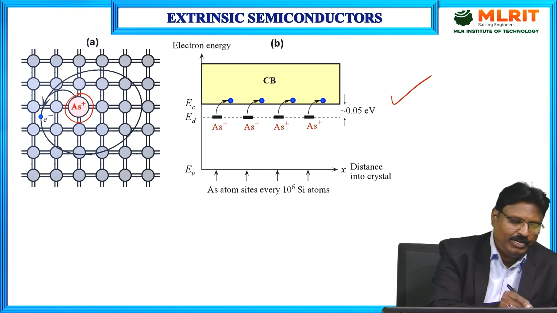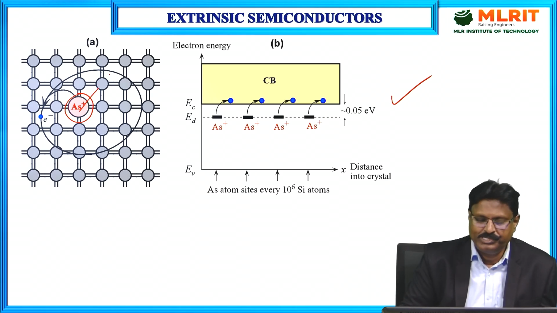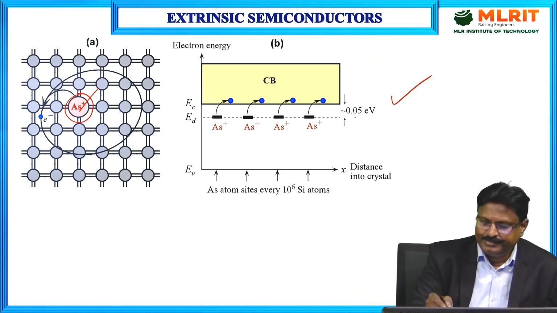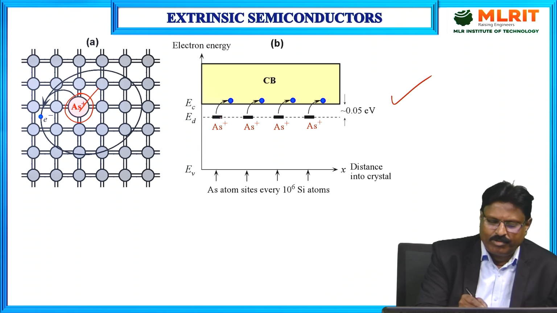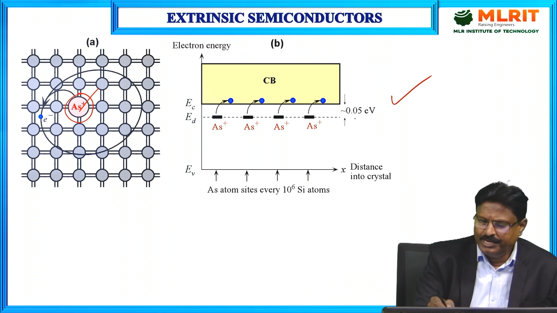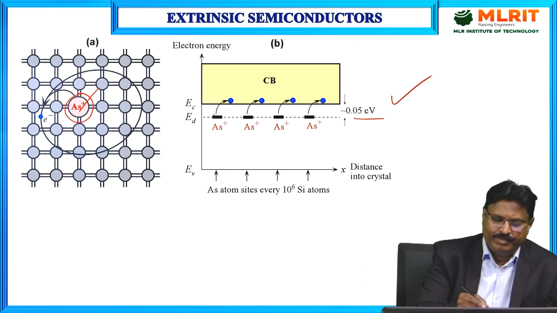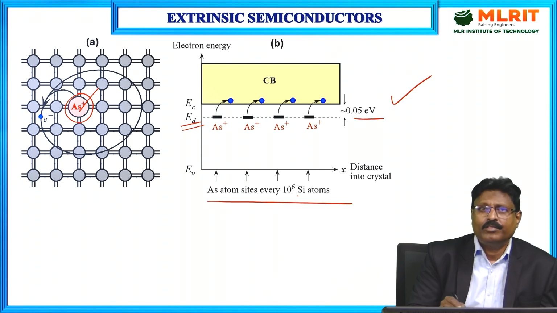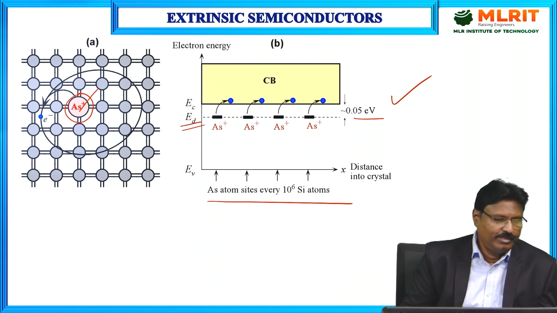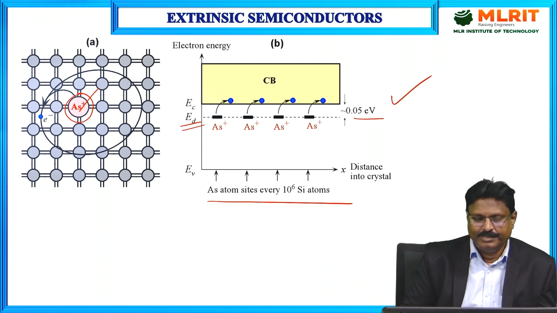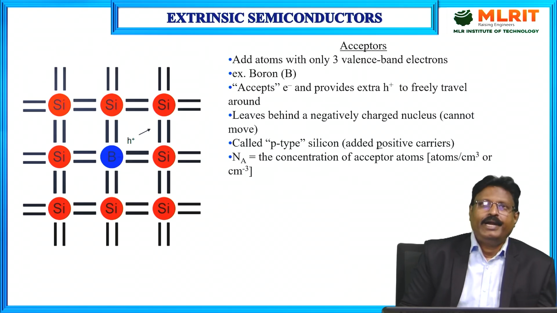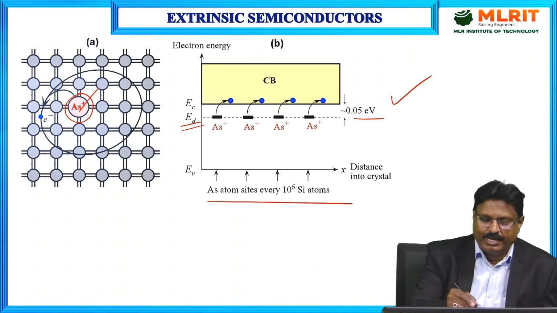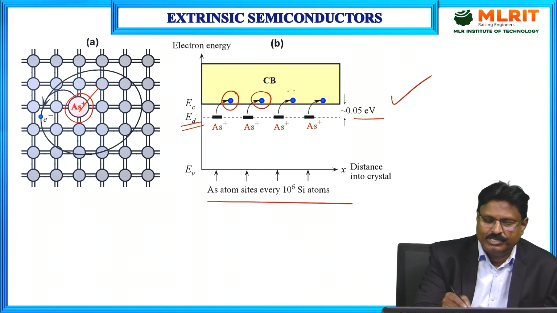Why? Because we doped the arsenic atom into the system. So the electron needs very little energy to move from this ED energy level into the conduction band. As you can see here, one arsenic atom in 10 to the power of 6 silicon atoms is the concentration mentioned. So that is about the n-type semiconductor, where I am increasing the number of free electrons in the conduction band.